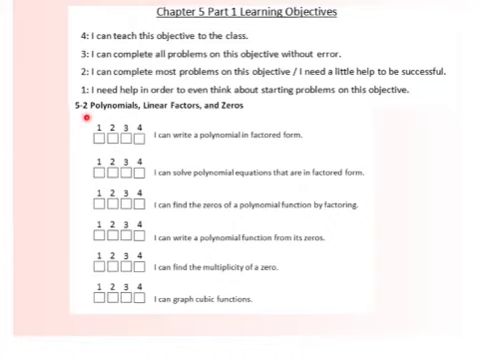Here we are going to write a polynomial in factored form. We're going to solve polynomial equations that are in factored form. We're going to find the zeros of a polynomial function by factoring, and we're going to write a polynomial function from its zeros. This first video is just these first four objectives, and then part 2, that video, will cover these last two objectives.